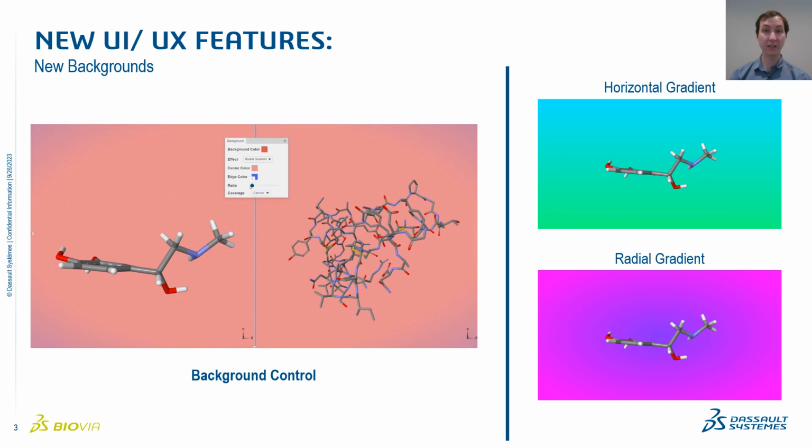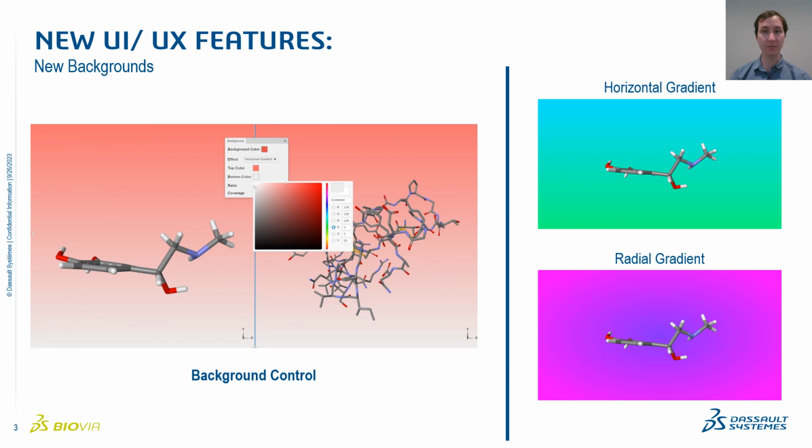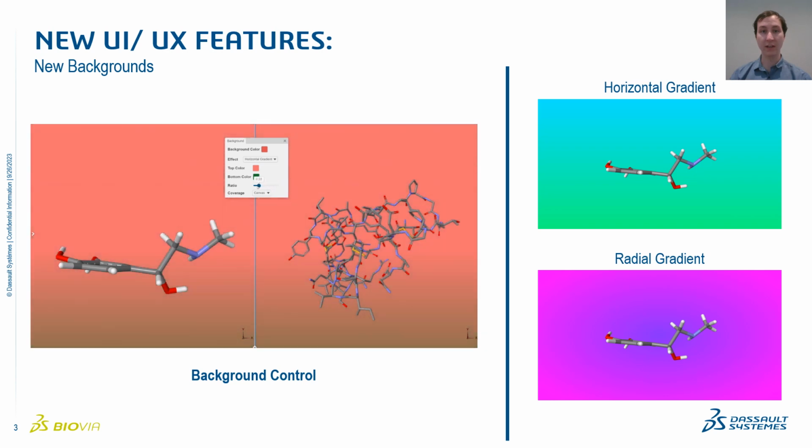The color picker lets you choose any color for the two primary colors, while the ratio is a scale of 0 to 1, where the extremes make one color more dominant versus the other. The other option that we have is the coverage area, which controls whether the gradient extends across multiple molecule views or is independent in each molecule view.